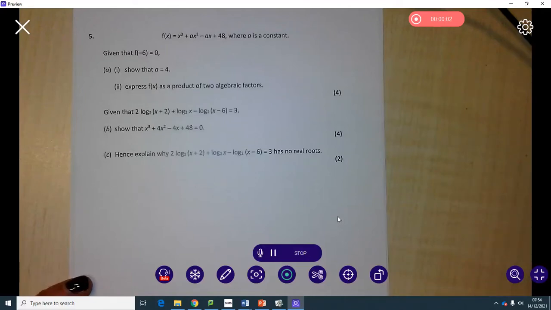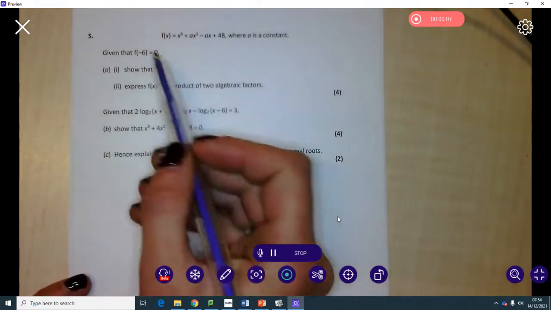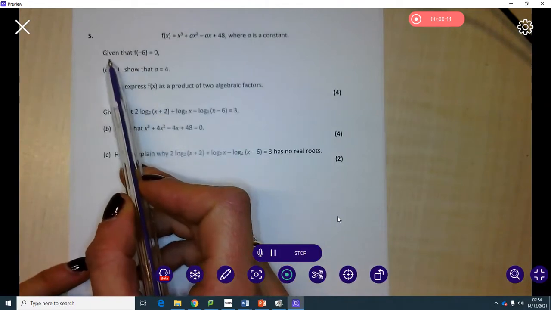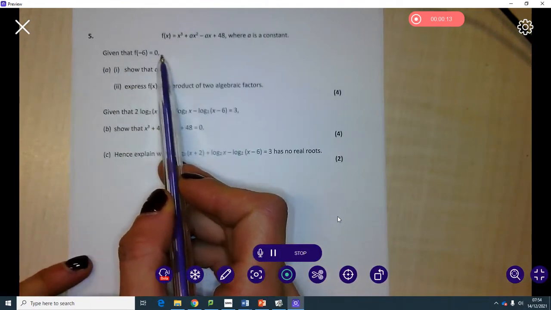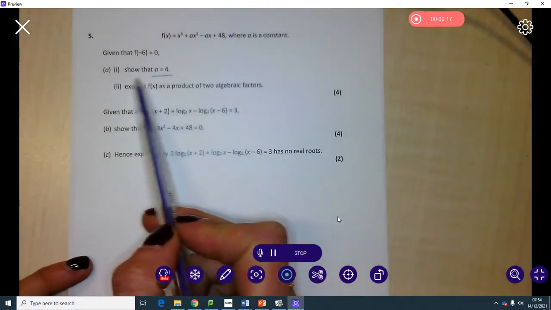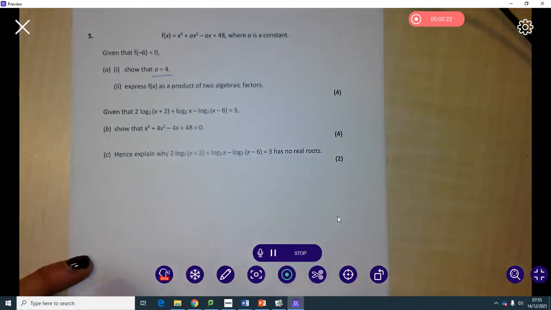Paper 1, question 5. To start off, we've got a cubic function where a is a constant. We're told that f of -6 is 0 and asked to show that a is 4. When you have a show that question, you can't use the answer that you've been given to prove itself.